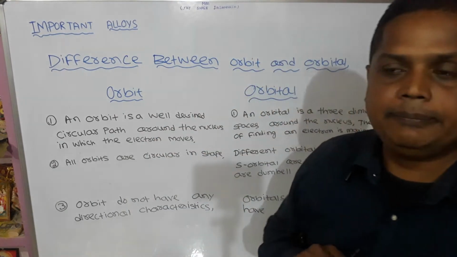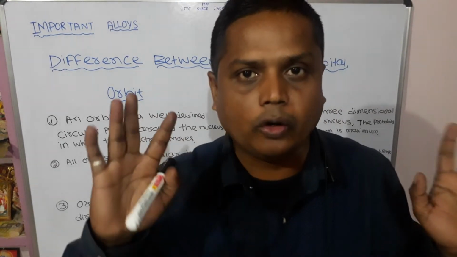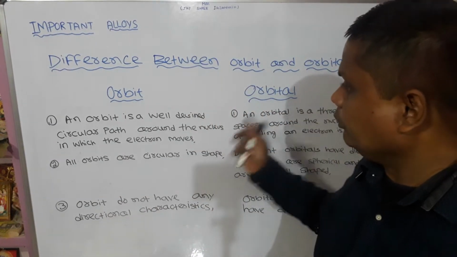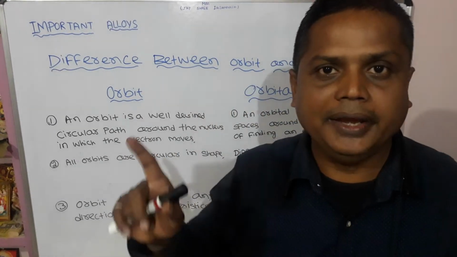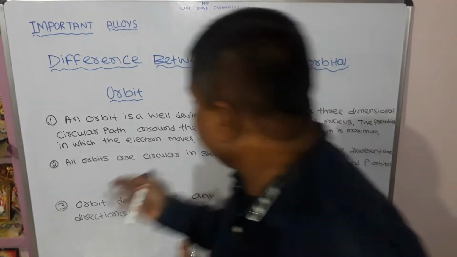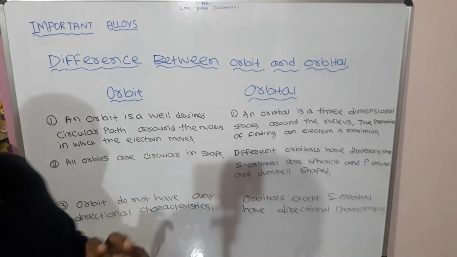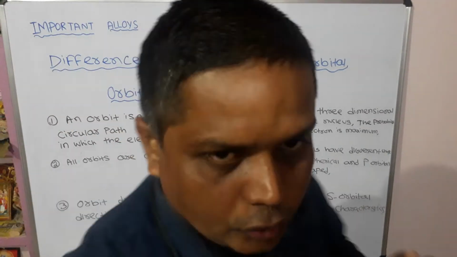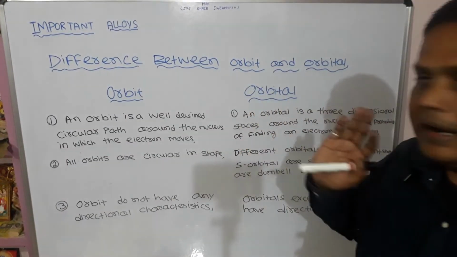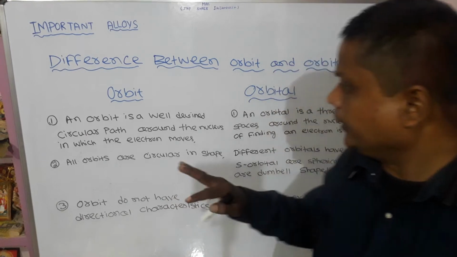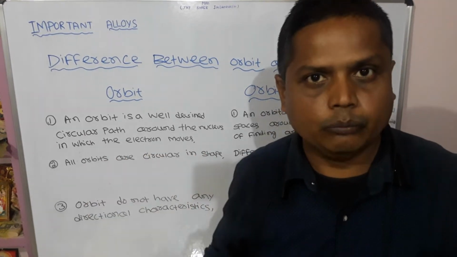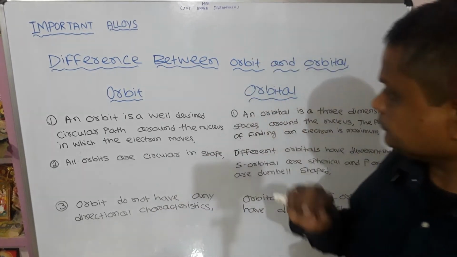An orbit is a well-defined circular path around the nucleus in which the electron moves. The electrons move in this orbit.